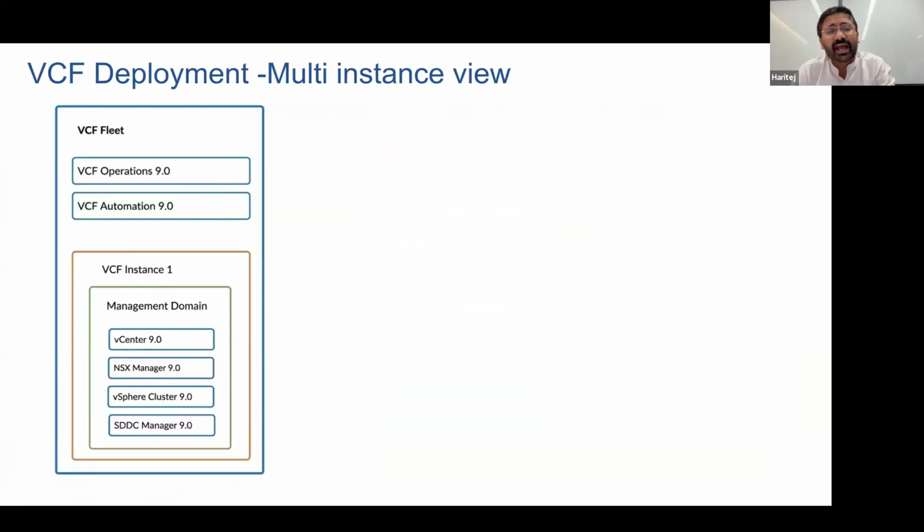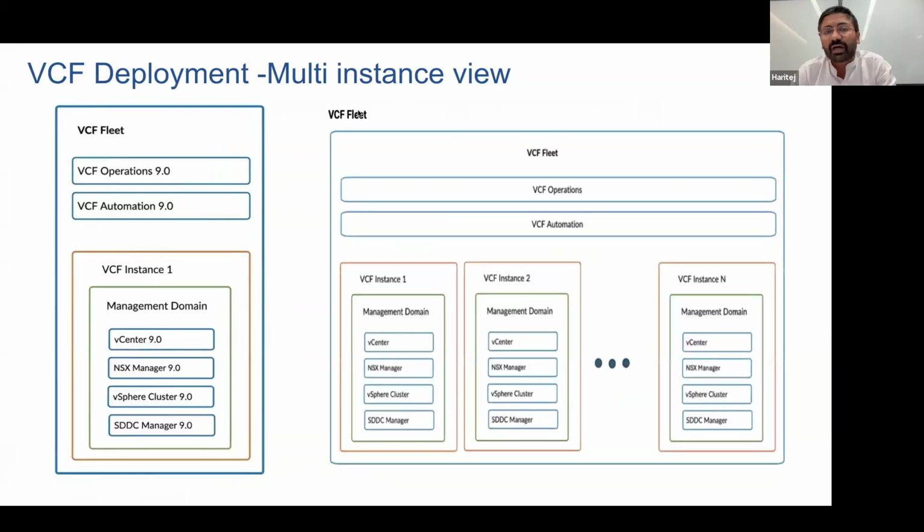On the left-hand side, I again have a single instance view of a VCF deployment. And on the right-hand side, I have a multi-instance view of the VCF deployment. In a multi-instance view, you can see there are multiple VCF instances, from VCF instance 1, 2, and so on up to VCF n. In each instance, we have only depicted the management domain for the sake of simplicity, but each instance can have multiple workload domains in addition to the management domain. Every instance will mandatorily have a management domain and one or more workload domains.